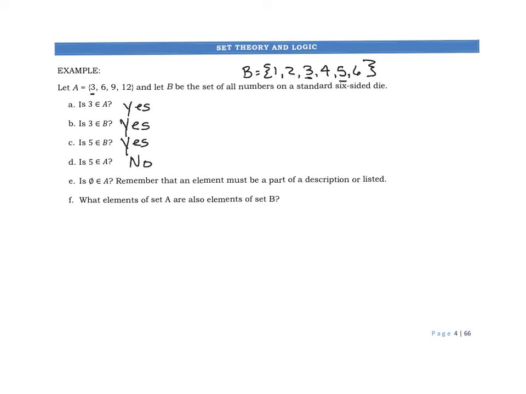Is the empty set an element of A? Remember that an element must be part of a description or must be listed. Nowhere in this set or this set do I see the symbol for the empty set, so we're going to say no. And then they asked which elements of set A are also elements of set B. Well, it looks like 3 is in both sets and 6 is in both sets. I think that would be it.